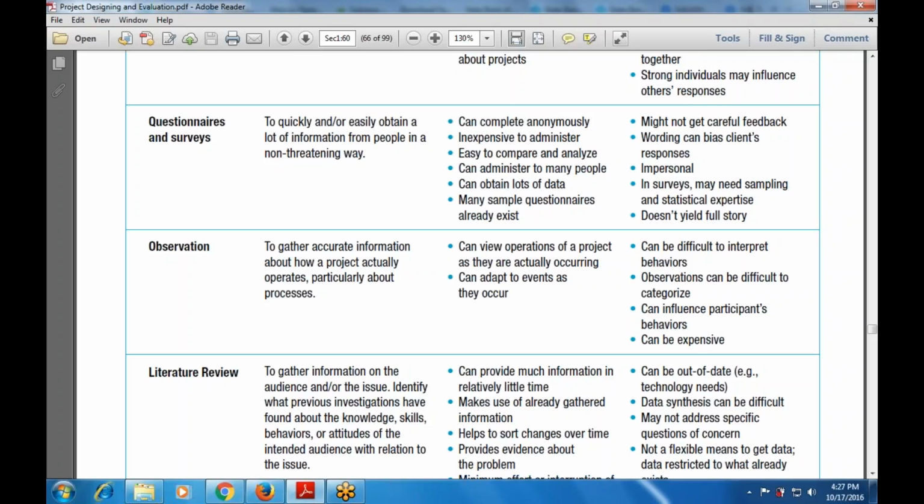The first limitation is that it can be very difficult to interpret the behaviors, whatever the behaviors and whatever the tool that is used. It is very difficult to interpret how the observation will be done and what the main crux of the observation is. So it is very difficult to interpret.